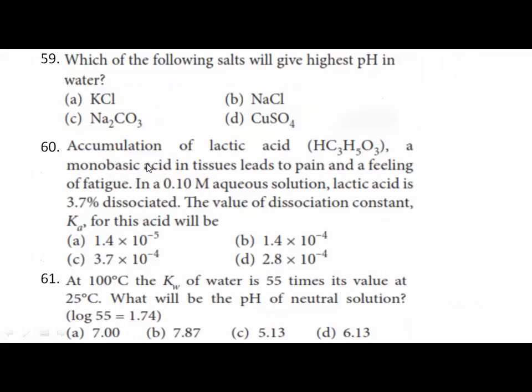Next question. Accumulation of lactic acid, HC3H5O3, a monobasic acid, in the tissues leads to pain and a feeling of fatigue. In a 0.10 molar aqueous solution, lactic acid is 3.7% dissociated. That is, alpha is given. Degree of dissociation is 3.7%. The value of dissociation constant Ka for this acid will be. Okay, some different question itself we have.